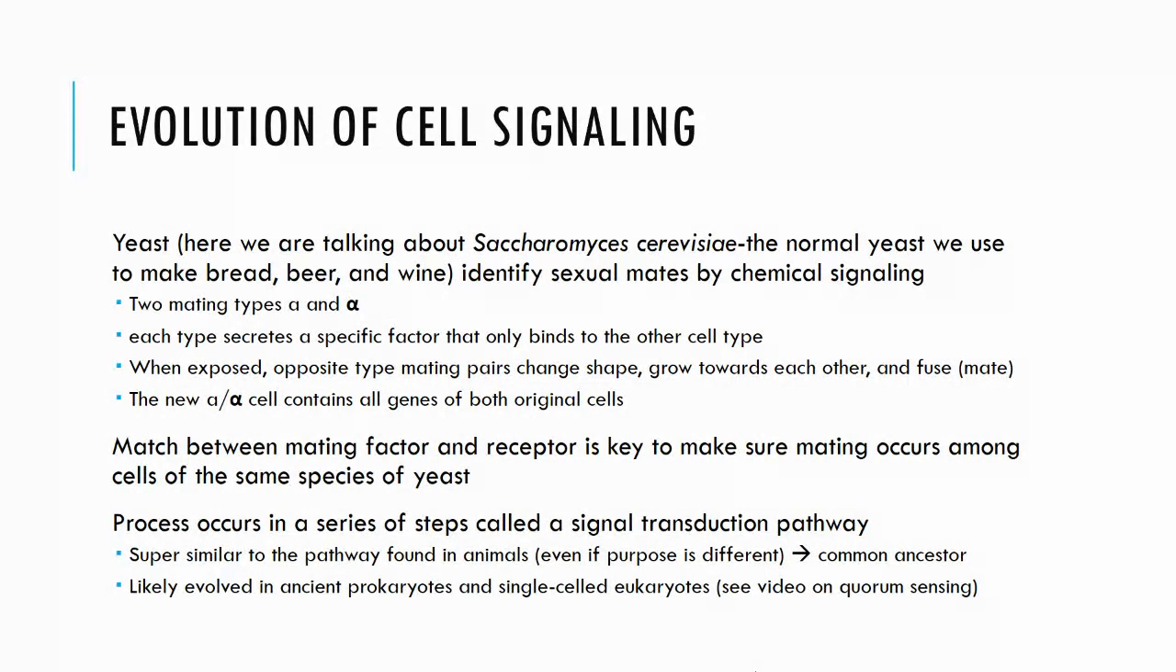And the new A/alpha cell contains all the genes of both the original cells. The match between mating factor and receptor is key to making sure mating occurs among cells of the same species of yeast. This process occurs in a series of steps called a signal transduction pathway. This is super similar to the pathway found in animals, even if the purpose is different, which is more evidence that we are all from the same common ancestor. It likely evolved in ancient prokaryotes and single-celled eukaryotes.